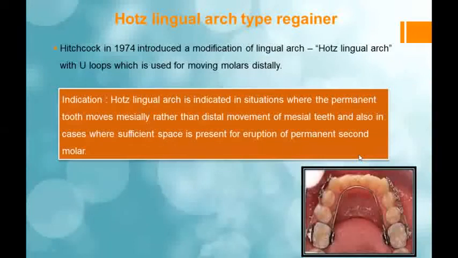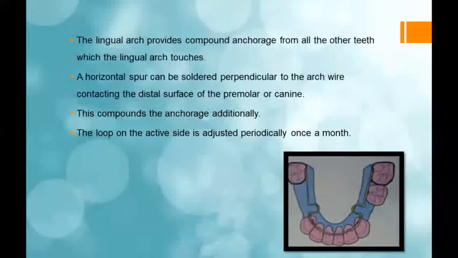Now, the Hodge lingual arch type of appliance. It was given by Hitchcock in 1974. He introduced a modification of the lingual arch, that is Hodge's lingual arch with U-loops, which is used for moving the molar distally. The indication for Hodge's lingual arch is in situations where the permanent teeth move mesially rather than distal movement of mesial teeth, and also in cases where sufficient space is present for the eruption of the permanent second molar.